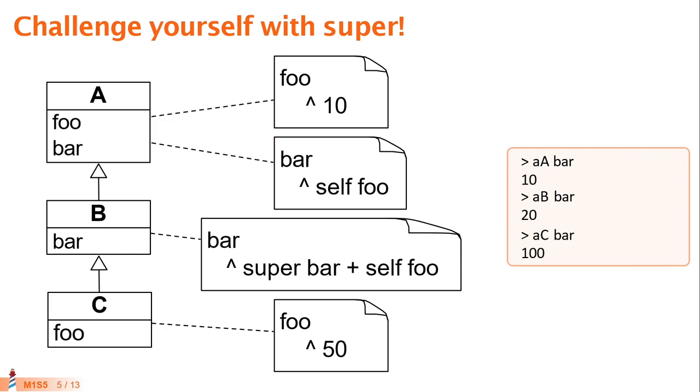If you did well, you probably reached these answers. The result of sending the message bar to an instance of A will be 10. The result of sending the message bar to an instance of B is 20. And the result of sending the message bar to an instance of C is 100. So how does it work?